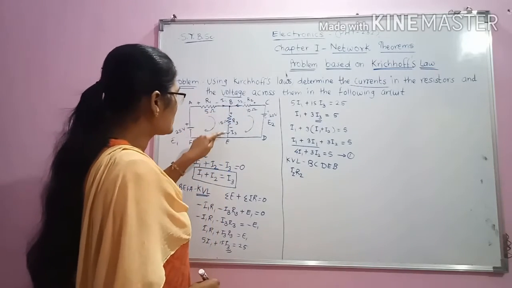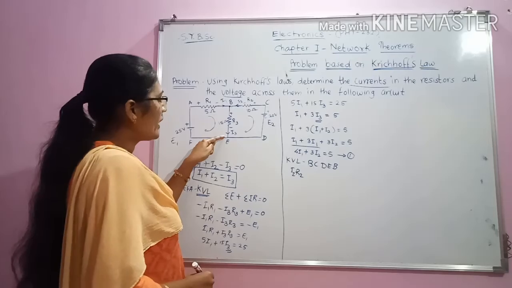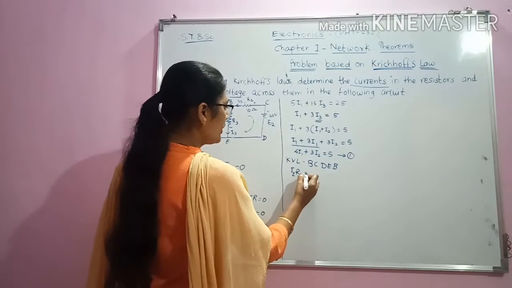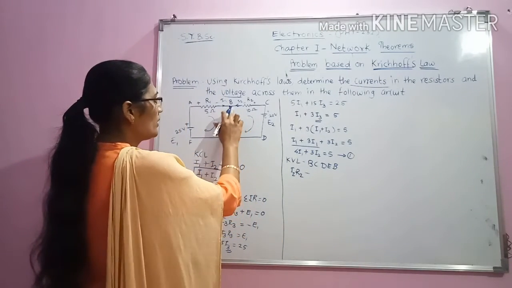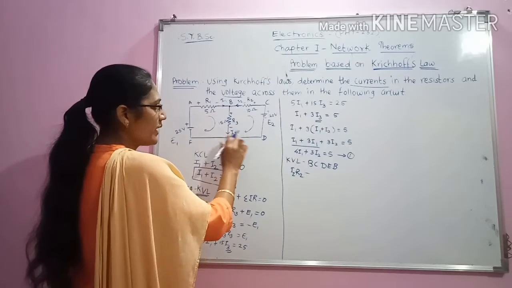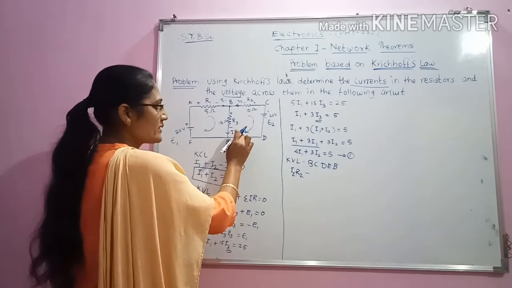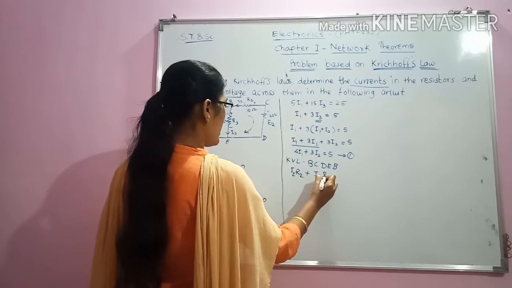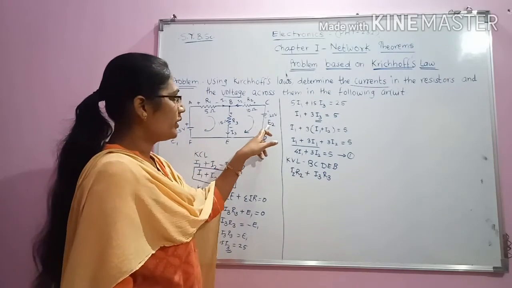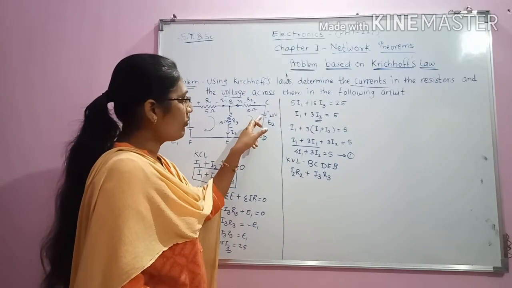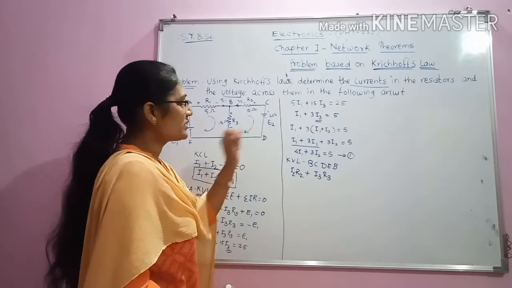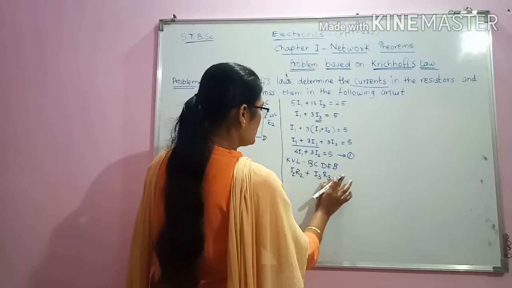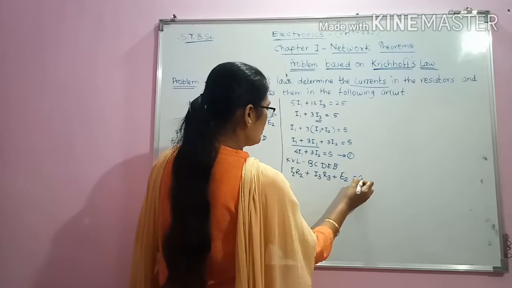Then here, for R3, I3, we are also moving opposite to the direction of the current while tracing the loop. So this value I3 R3 also has a positive value. And now here we are moving from negative potential to positive. It means that this value of E2 also has a positive value, that is, plus E2 is equal to 0.